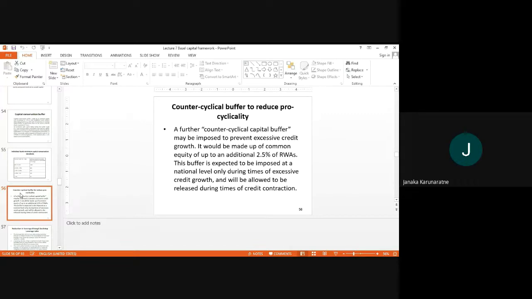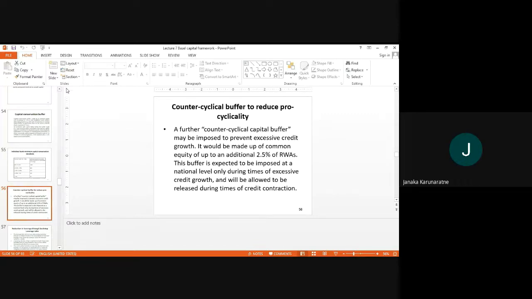Once you maintain this, let's say suddenly the business cycle turns negative and you face a recession. Defaults come, credit risk goes up. Whatever losses arise can be absorbed by this buffer, so that you can maintain the original requirement. That is the idea, right? So this is called the counter-cyclical buffer.